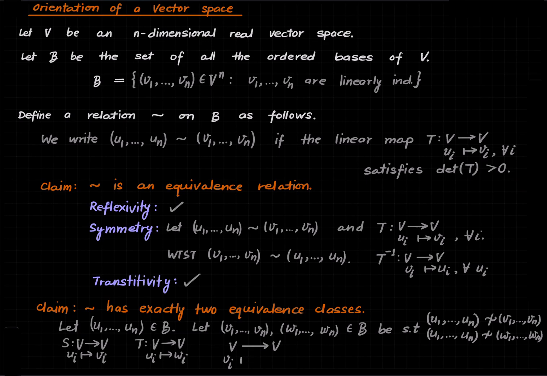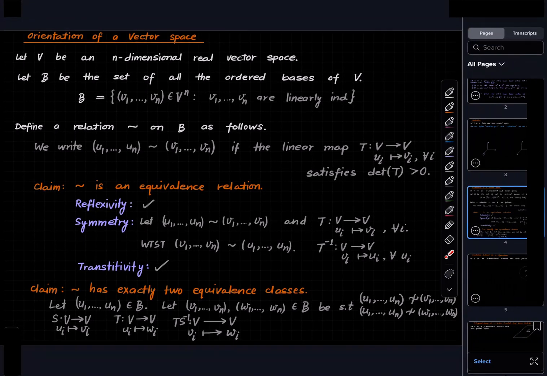And now the linear map which takes Vi to Wi, what is that linear map? First you apply S inverse and then you apply T. So this is nothing but T S inverse. So T S inverse takes Vi to Wi, but what is the determinant of T S inverse? It is the product of the determinants of these two things, but both of them have negative determinant, and hence this guy has positive determinant, which shows the equivalence of these two guys, and that's it. So there are exactly two equivalence classes, and I'm out of space, unfortunately.